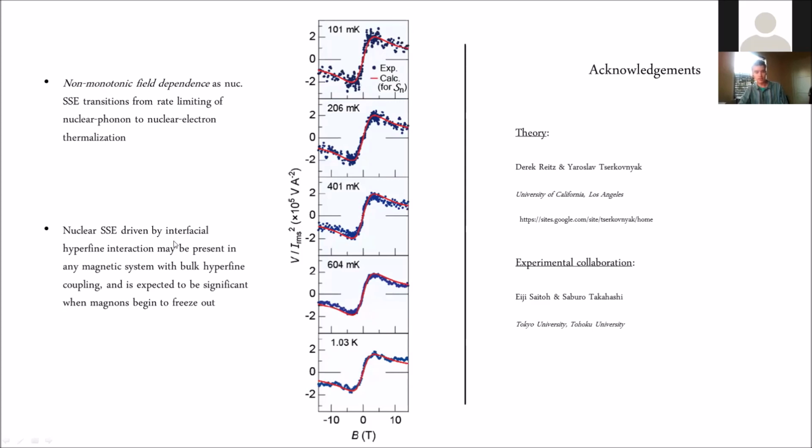The nuclear spin-Seebeck effect is driven by the interfacial hyperfine interaction, and it may be present in any magnetic system where there is some hyperfine splitting of the nuclear spins, and an interfacial hyperfine interaction with an adjacent metal. And this contribution is expected to be significant when magnons begin to freeze out.